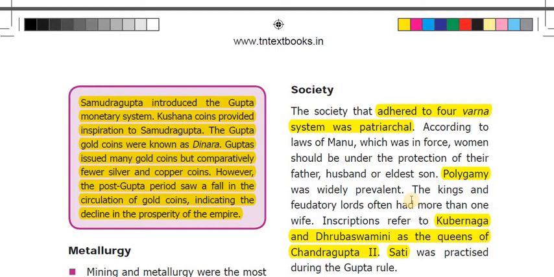Samudragupta introduced the Gupta monetary system. Kusana coin provided inspiration to Samudragupta. The Gupta's gold coins were known as dinara. Guptas issued many gold coins but comparatively few silver and copper coins. However, the post-Gupta period saw a fall in the circulation of gold coins, indicating the decline in the prosperity of the empire.